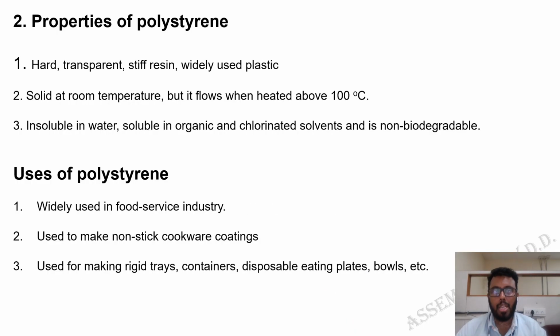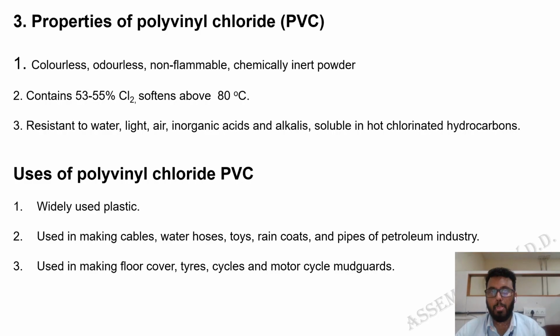Properties of polystyrene: it is a hard, transparent, stiff resin, a widely used plastic, solid at room temperature, but it melts and flows when heated above 100 degrees Celsius. This is the melting point of polystyrene. It is insoluble in water, but soluble in organic and chlorinated solvents, and it is non-biodegradable. Uses of polystyrene: it is widely used for packaging, the food service industry, and also to make non-stick cookware coating, rigid trays, containers, disposable eating trays, bowls, etc.